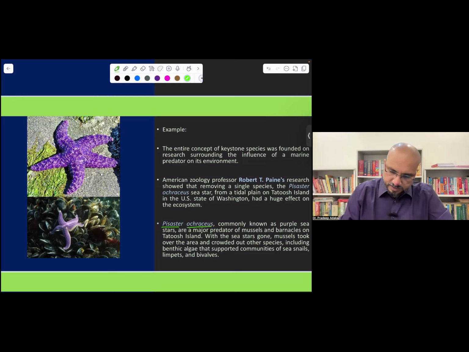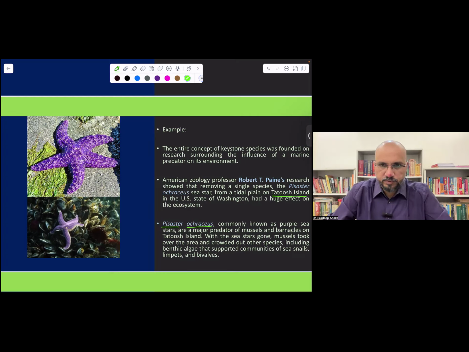Now, this study on Pisaster ochraceus was done in Washington state, in the USA. There is a small island off the coast of Washington state. This island is called Tatoosh Island. Sorry, Tutush or Tatoosh Island. So it is off the coast of Washington state.